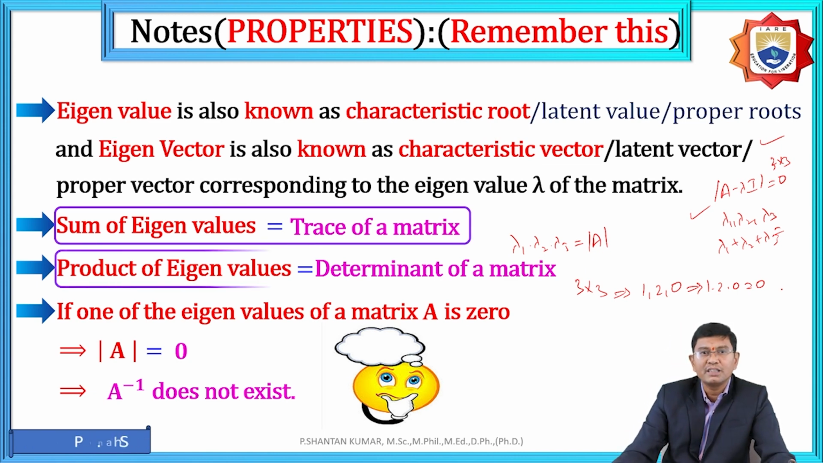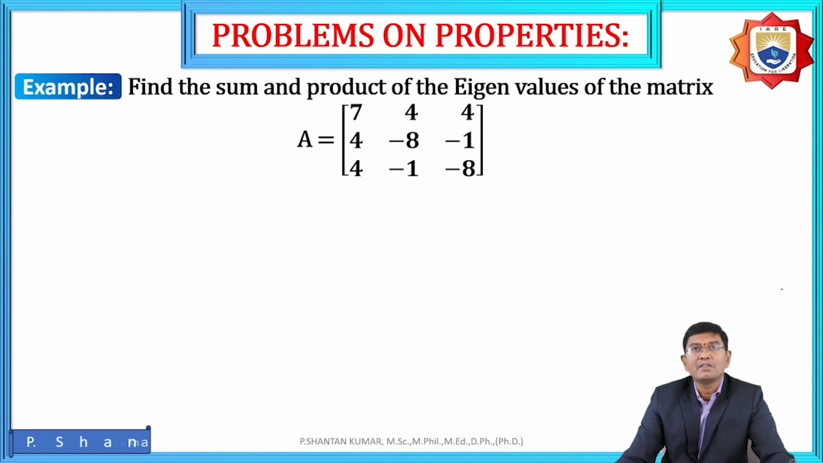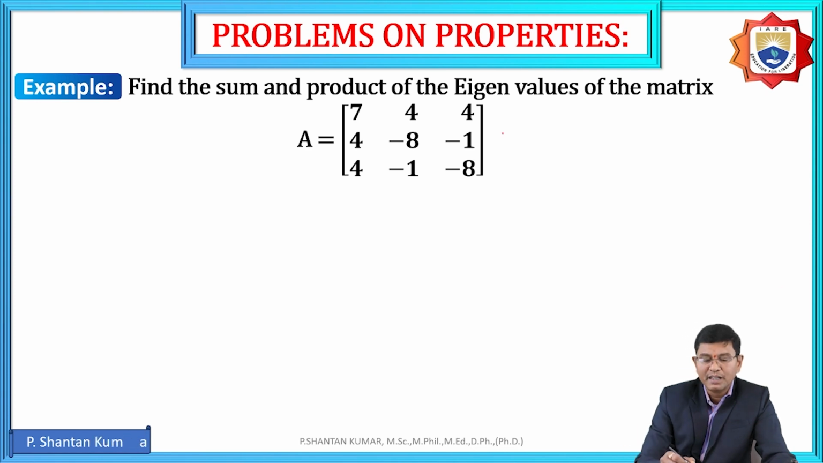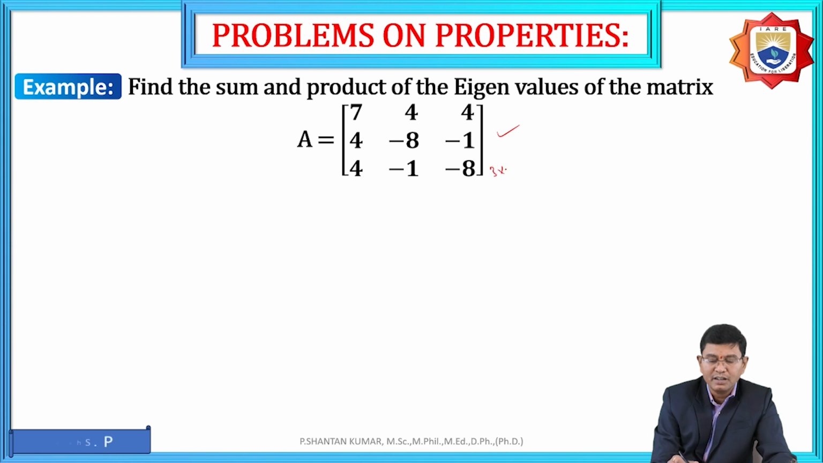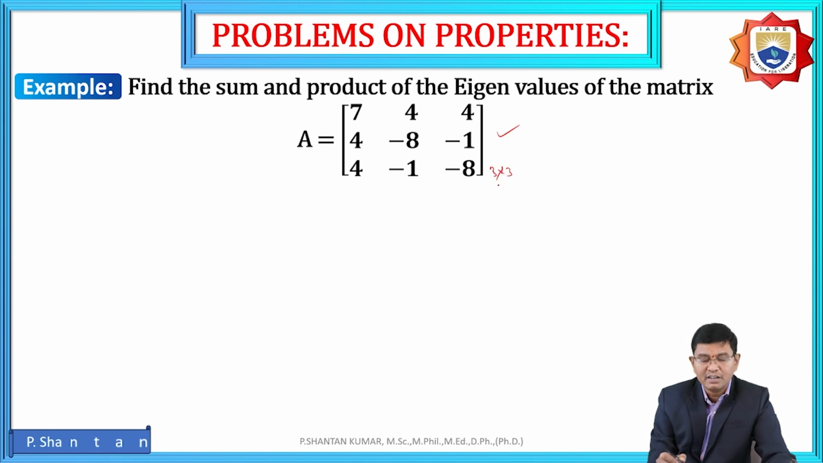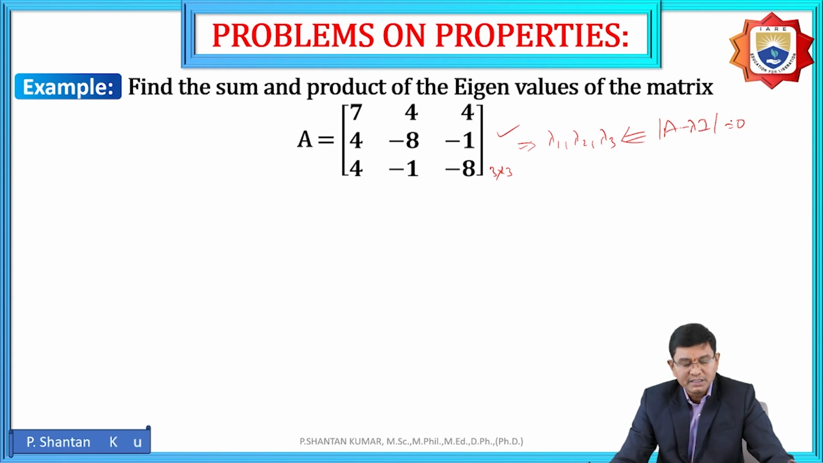While remembering all these conditions, we need to discuss a few problems. Find the sum and product of the eigenvalues of the matrix. This is the given 3 by 3 matrix. We know that we can obtain lambda 1, lambda 2, lambda 3 by solving the determinant of A minus lambda I equal to 0 using the characteristic equation. But today we are going to use the properties, and see which property is useful here.